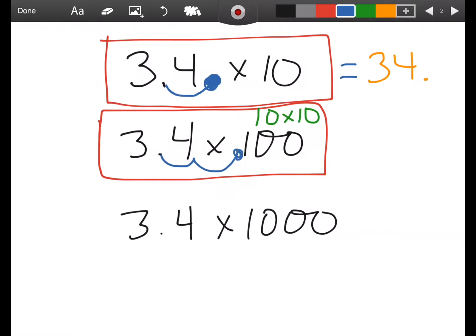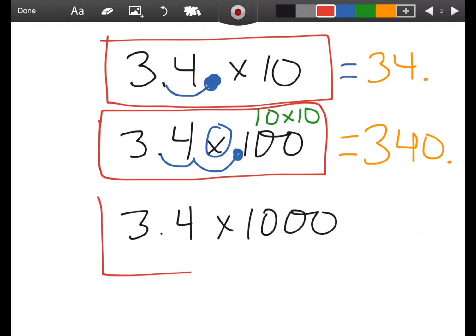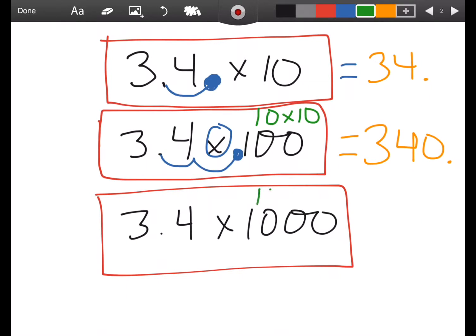So the decimal would now be here. Keep in mind there's no digit in this space, so we can put a 0. So we know then that 3 and 4 tenths times 100 would be 340. And again, you can put the decimal at the end if you'd like. Same idea. When we multiply a number by 1,000, 1,000 is the same as 10 times 10 times 10. So multiplying by 10 three times would be the same as multiplying by 1,000.